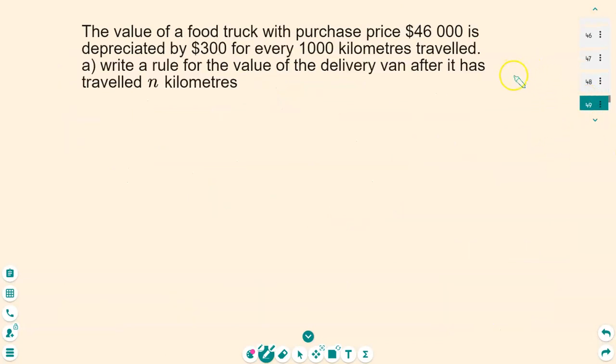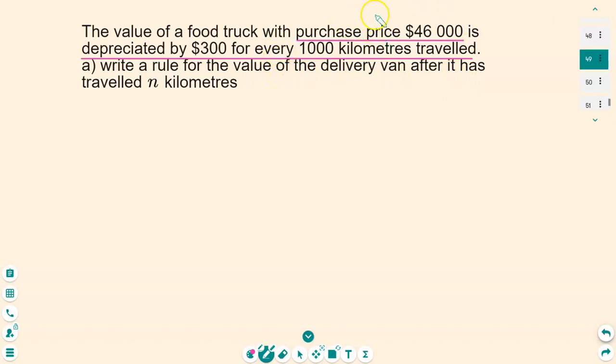Let's keep going. All right. The value of a food truck with purchase price $46,000, let's underline as we go, is depreciated by $300, so goes down in value by $300 for every 1,000 kilometers traveled. Write a rule for the value of the delivery van after it has traveled n kilometers.